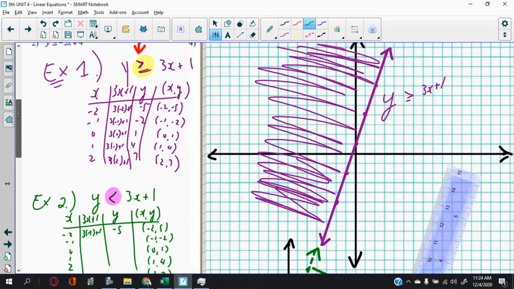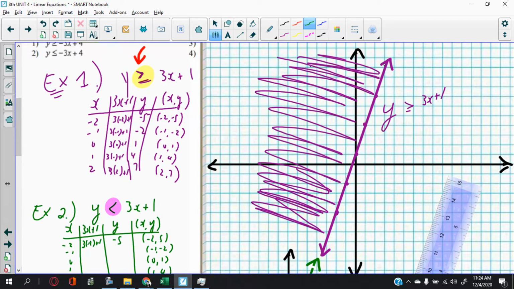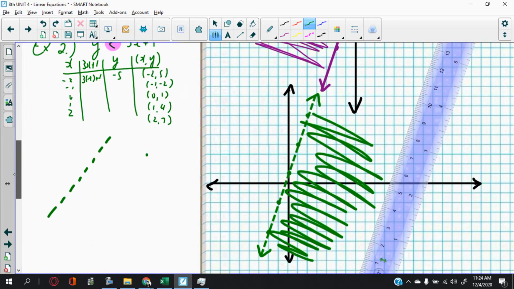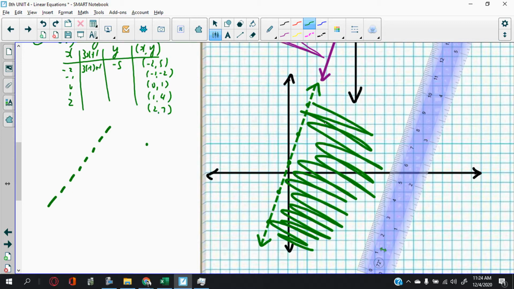All right, so again, right, look at these for comparison, right? Solid line, shade up, right? Anything more than the line. Dotted line, everything shaded underneath it.